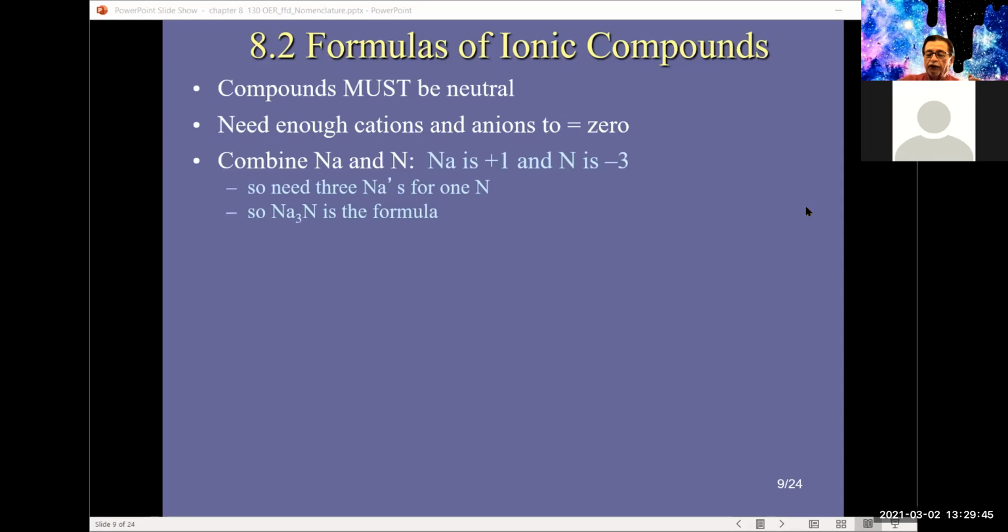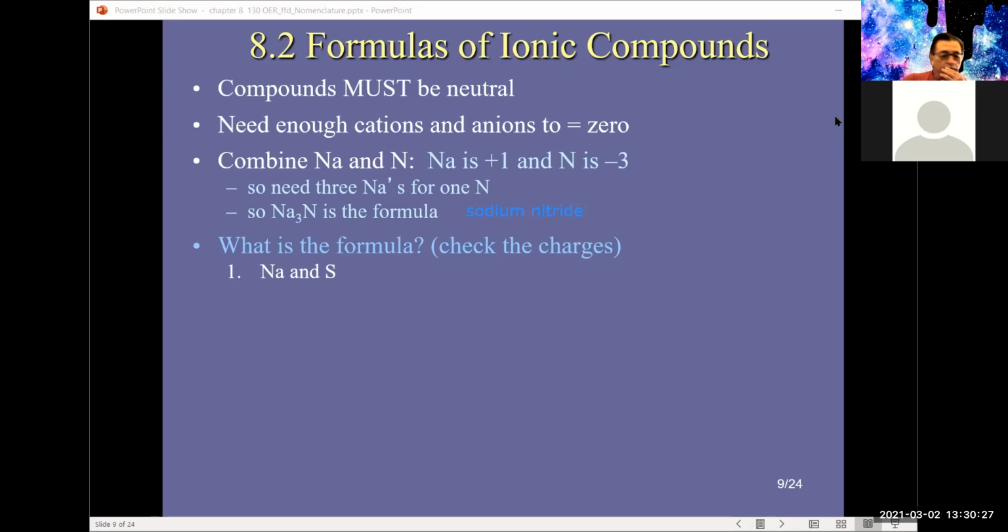Okay, let me throw in the name here: sodium nitride. Now we used sodium here, but guess what? We could use any of the group 1 metals. We could have used potassium. We could have used lithium. Any one of them, cesium. And already, with just the group 1 metals, we can easily make 6 new compounds there. You just change the name of the metal.